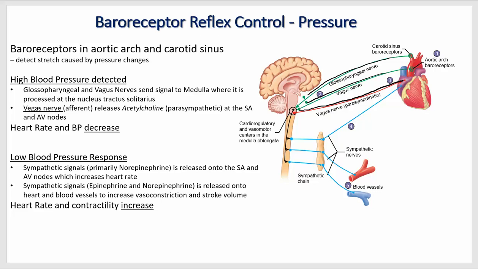And the heart rate's going to decrease. All right. So then low blood pressure response, remember that's lower frequency. So that's going to be norepinephrine to the SA node. So that's going to move through the sympathetic chain, and then that's going to go to the SA node. But then you can also have activation of the adrenal medulla to release epinephrine, and that's going to go through the bloodstream then, and that's going to affect contractility of the heart.